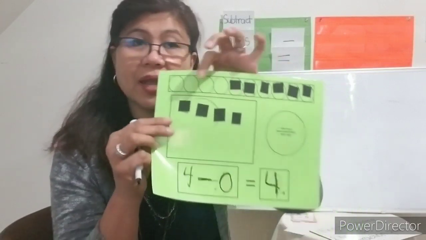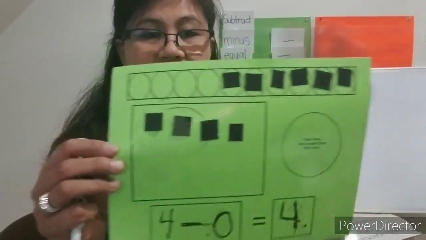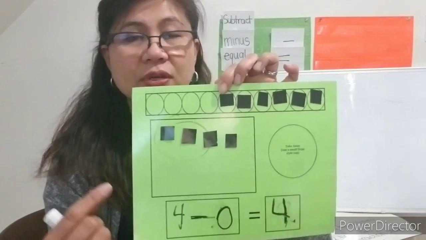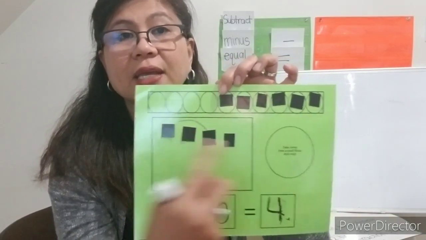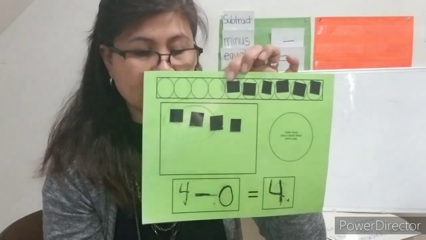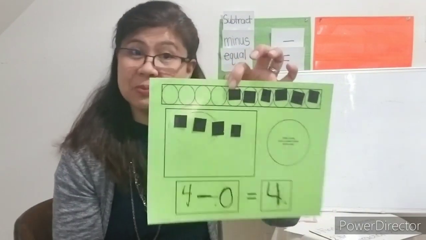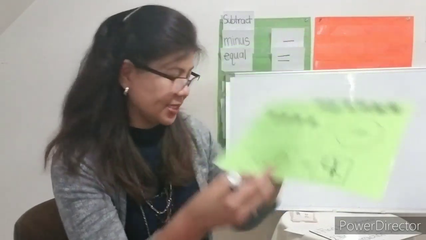Okay, so parents, you can do something like this. You can draw it on a paper and have them cut out some squares or circles or whatever, and then they can play the game and match the subtraction sentence with their shapes. Okay, so this will be a cool one. It will keep them busy.